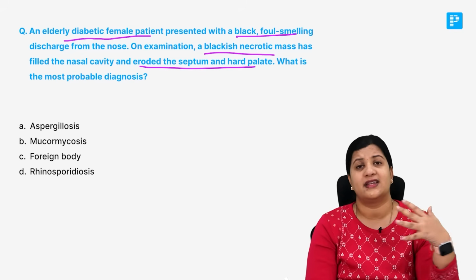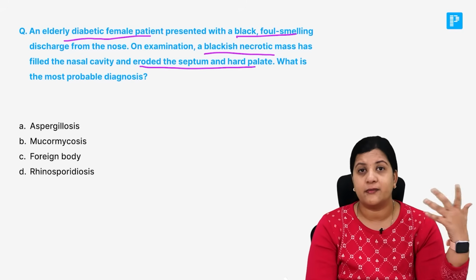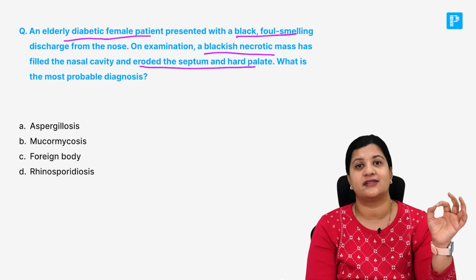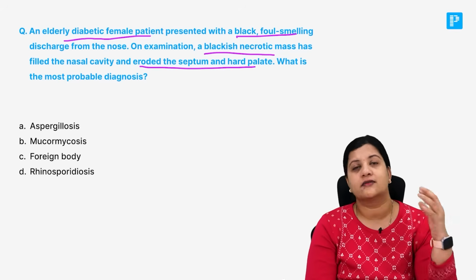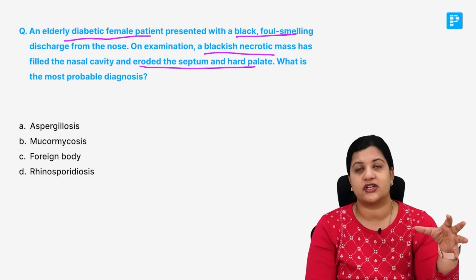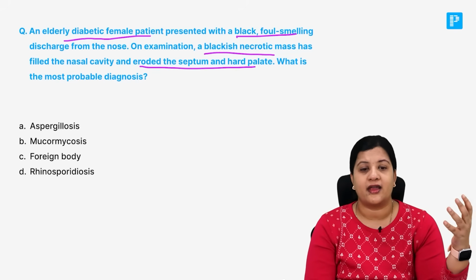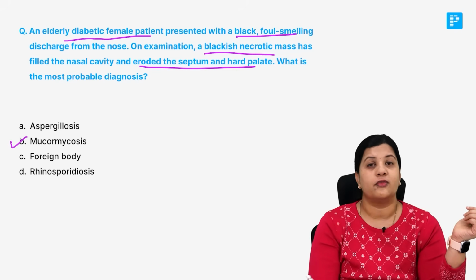So we know mucor is an extremely, rapidly progressive fungal infection that is angio-invasive, invades the blood vessel, causes tissue ischemia, because of which there is necrosis of the tissue, resulting in erosion. So the probable diagnosis here is nothing but your mucormycosis.